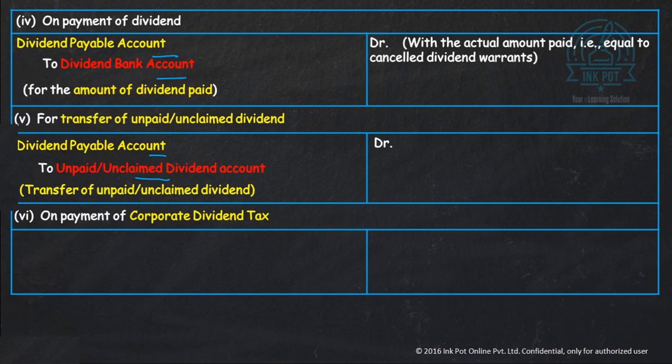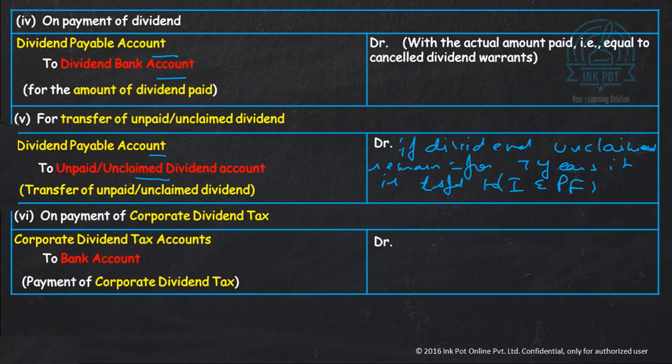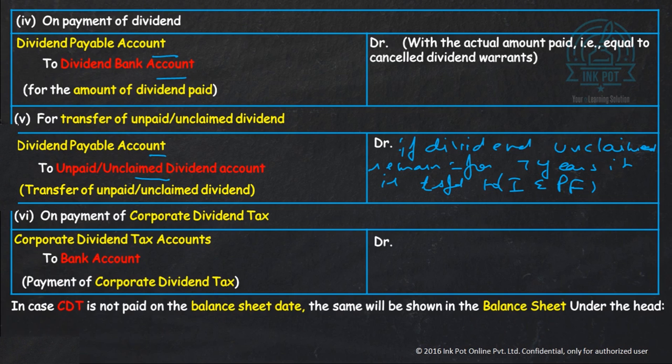If dividend remains unclaimed for 7 years, it is transferred to the Investors Education and Protection Fund. Last point, on payment of corporate dividend tax: the liability we have created is paid to the government. Entry for that: corporate dividend tax account debit to bank account. If CDT is not paid, it is to be shown in the balance sheet under the heading of current liabilities.